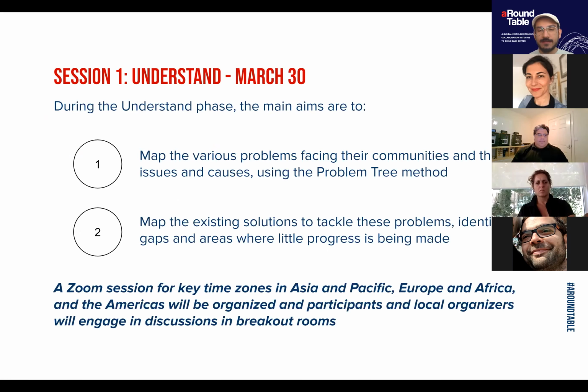And essentially during that Zoom event, we'll have all the communities come together and map all the different problems that are facing their communities, whether it's pollution issues, waste issues, specific bottlenecks that are preventing circular economy from happening, et cetera. And we'll also have them map existing solutions to tackle these problems. So what are things already happening in our different communities, and where are the gaps that exist where we still need to focus? And so each of the communities that you all are a part of will have breakout rooms in order to have these discussions.